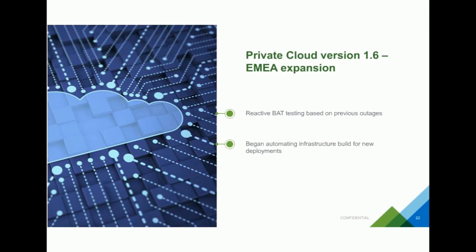And then the other thing that came in between our deployments in the U.S. and our deployments in EMEA, really towards the end of our U.S. deployments, is we began to automate our infrastructure builds for new deployments. So as we would go through and deploy a new vCore, a new capacity cluster that we would hand off to tenants, we developed an automation tool internally that we call our One Cloud API.